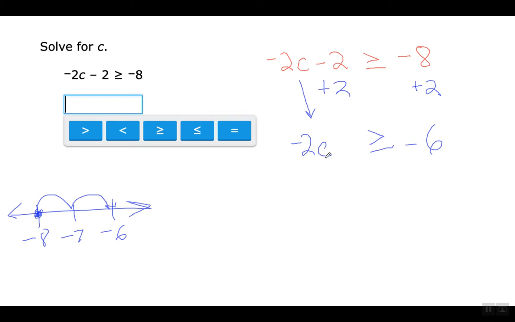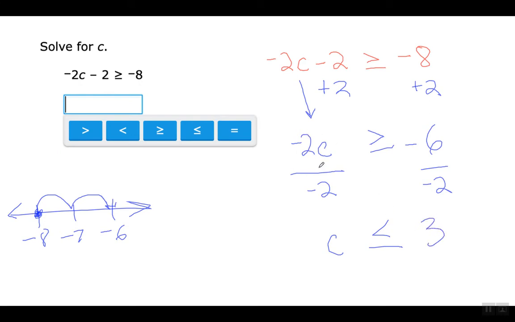Okay, now I'm still trying to get the c by itself. So this negative 2 is multiplying with the c. So when I move it to the other side of the inequality, I'm going to do the opposite of multiplication, which is division. Okay, now when you multiply or divide both sides by a negative number, the inequality is going to flip directions, like that. Negative 6 divided by negative 2 is positive 3.